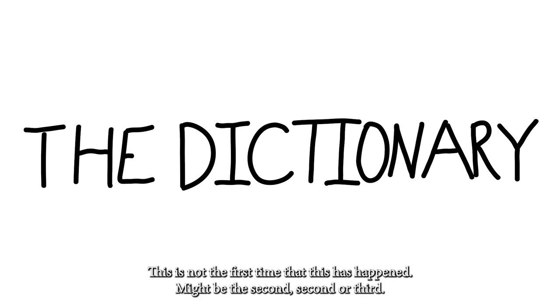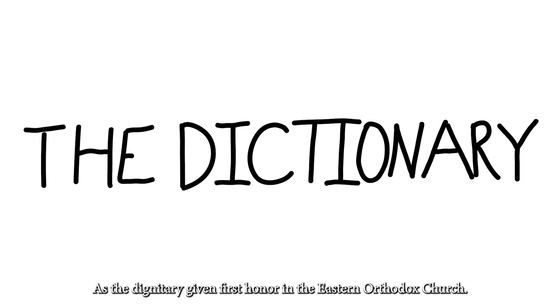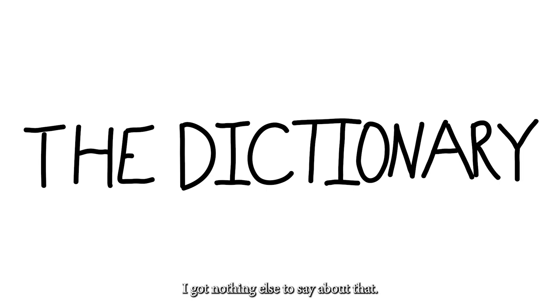This is not the first time that this has happened. Might be the second. Second or third. Hey, let's talk about this word. Ecumenical patriarch. Two words, noun, often capitalized, the E and the P. It's from 1862. It is the patriarch of Constantinople, not Istanbul, as the dignitary given first honor in the Eastern Orthodox Church. I got nothing else to say about that.